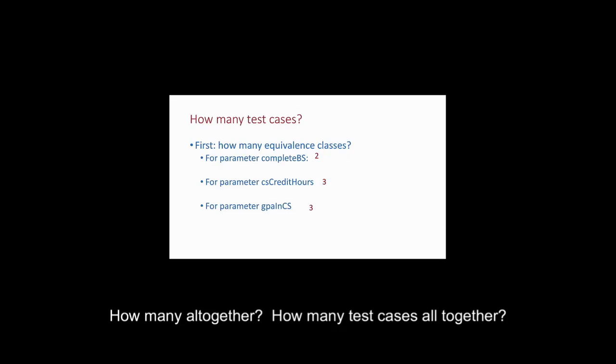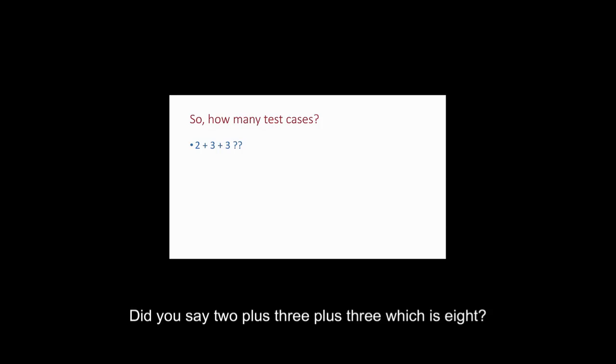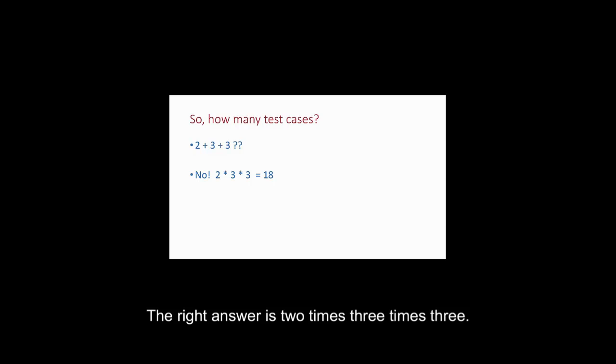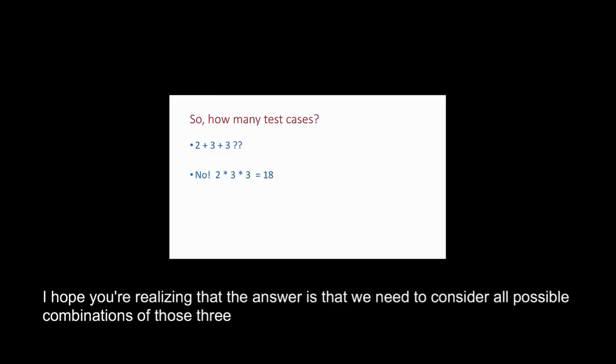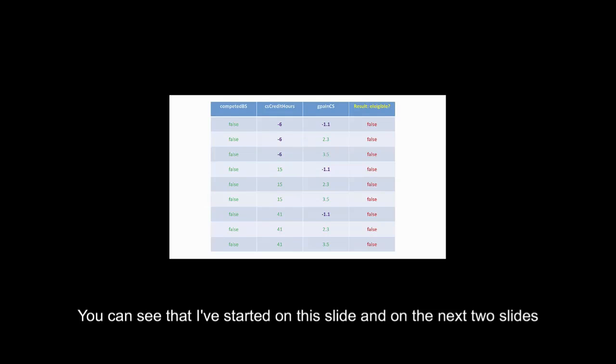How many altogether, though? How many test cases altogether? Did you say 2 plus 3 plus 3, which is 8? If you did, that's not correct. The right answer is 2 times 3 times 3. Now, where did we get that value? Why 18 rather than 8? I hope you're realizing that the answer is that we need to consider all possible combinations of those three.